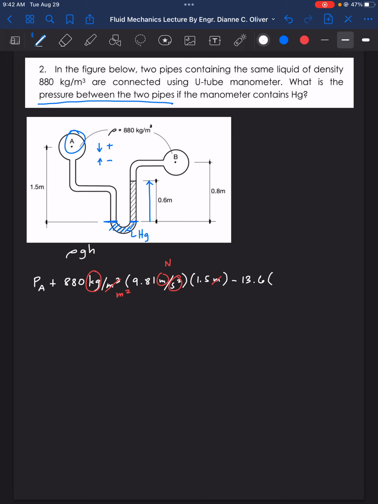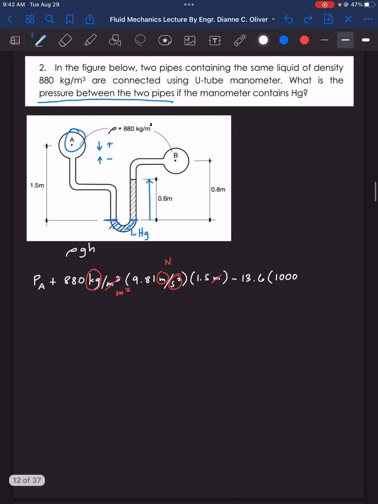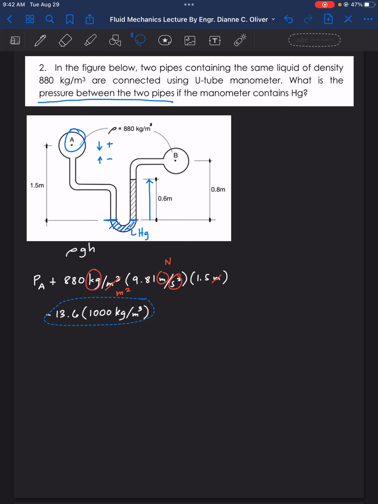The density of the water here is 1,000 kilogram per cubic meter, and the acceleration of gravity 9.81 meter per second squared, and then the height, that is 0.6 meters. Again, the unit here is Pascal. Okay, are we done yet?